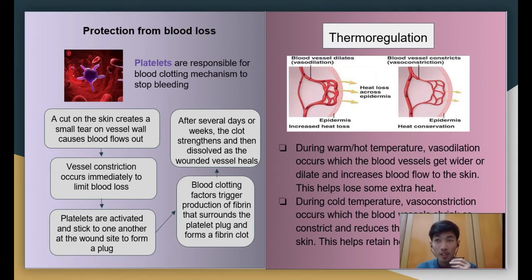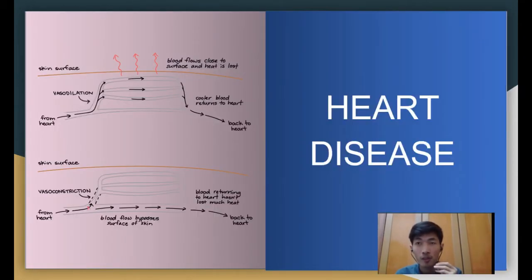Third function is thermoregulation. Cardiovascular system regulates our body temperature through vasodilation or vasoconstriction. During warm or hot temperature, vasodilation will occur, in which the blood vessels get wider or dilate and increase the blood flow to the skin. Hence, blood will lose some heat as it flows close to the skin. On the other hand, during cold temperature, vasoconstriction will occur, in which the blood vessels shrink or constrict and reduce the blood flow to the skin. Hence, blood returning to the heart will not lose much heat.